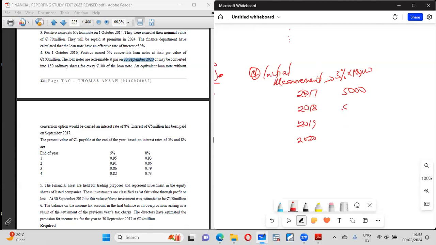All right. So every year 5,000. But the last year we will pay the 5,000 and we will pay the principal. Here it says that it is redeemable at what? At par. So if it is at par, then it means it's the 100,000. So you pay the 100,000 plus the 5,000.